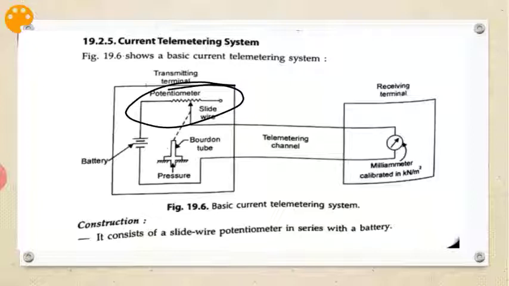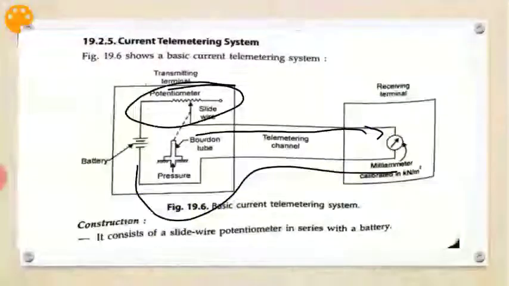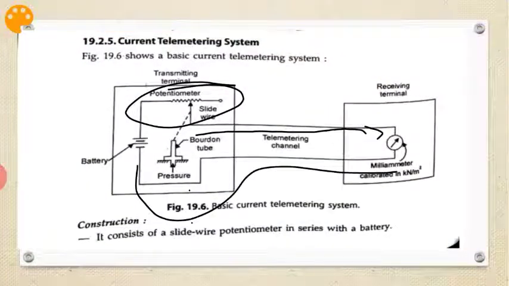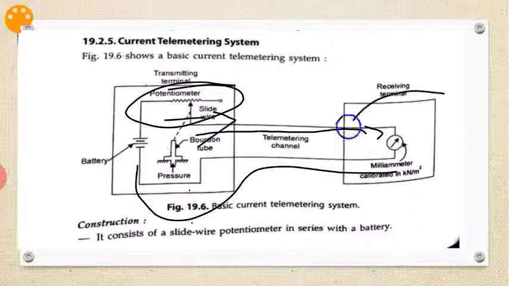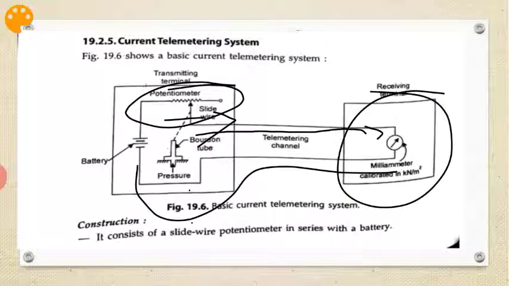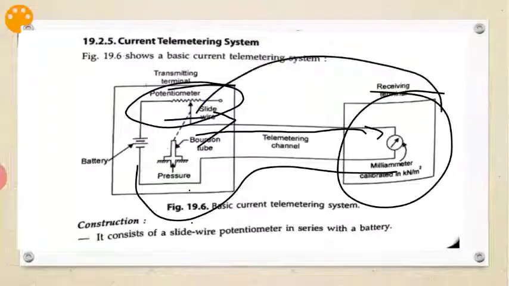Now it is connected in series, and next it is connected to the meter and back to the supply. The Bourdon tube is here. If any pressure is sensed, this slider will move. When the slider moves, the current through the circuit changes. Then the current change in the circuit is sensed by this meter, which is calibrated with respect to the measurement. This is the basic construction and working.